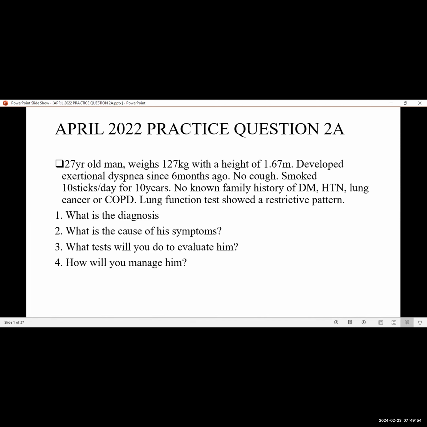The questions are: Number 1, what is the diagnosis? Number 2, what is the cause of these symptoms? Number 3, what tests will you do to evaluate him? And number 4, how will you manage the patient?